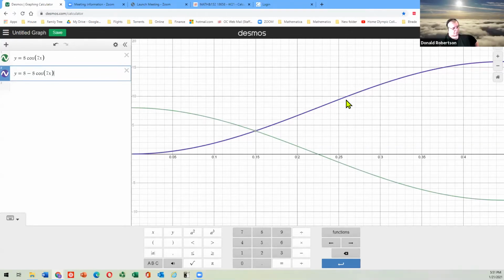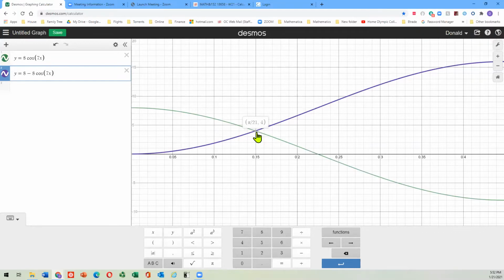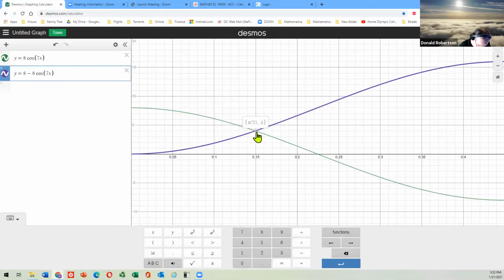Can you see a crossover? Green on top, blue below, blue on top, green below. And can you see that guy there? The crossover is at what? Pi over 21. Can you see that pi over 21 guy? Yes. Okay, so I can tell you then that I'm going to draw a little baby picture of what's going on here. It looks a bit like this.